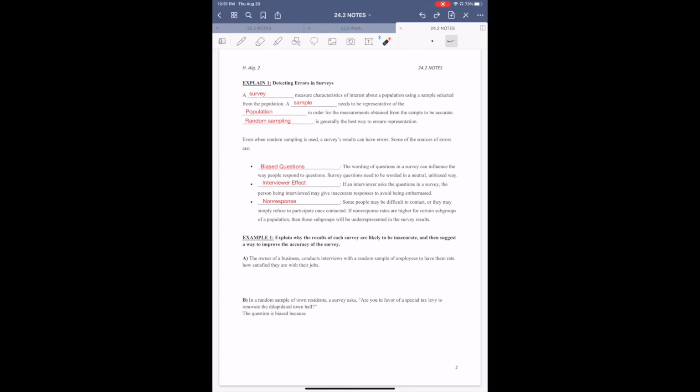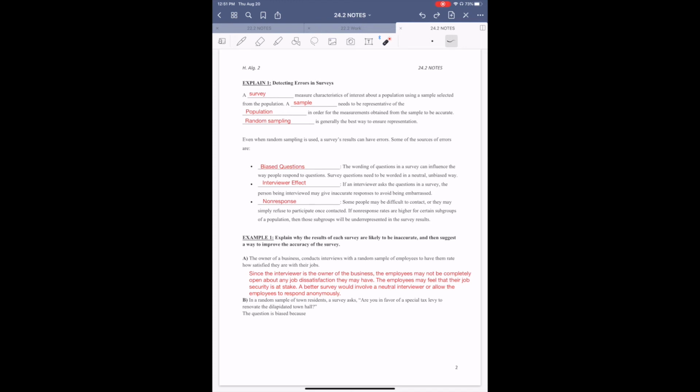So, for example, number one says explain why the results of each survey are likely to be inaccurate, and then suggest a way to improve the accuracy of the survey. For A, it says the owner of a business conducts interviews with a random sample of employees to have them rate how satisfied they are with their jobs. Well, when you look at this question, who's conducting the interview? The owner of the business is conducting the interview, and he's asking them to rate their satisfaction with their jobs. So in this case, because the interviewer is the owner, the employees will not feel comfortable answering those questions.